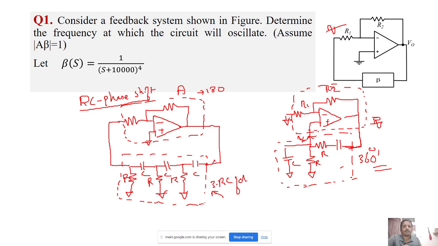So if I give input here, already here a 180-degree phase shift is there. Okay, so when this signal is given to this, the output at this point will be a 180-degree phase shifted signal. Means for a particular frequency omega, say omega naught, the phase will be a 180-degree phase shift with respect to this input here. Okay, so net it will be 360. So that's how this RC phase shift oscillator works. So this question given here is somewhat similar to that.